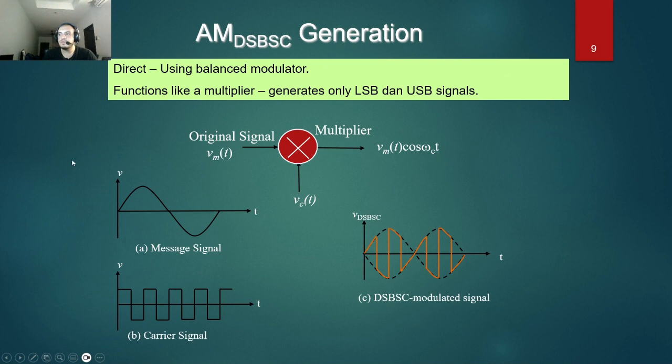Then we go to the generation part. We have the direct method and the indirect method. We start with the direct method using a balanced modulator. This is the message signal and this is the carrier signal. They come out after modulation and multiplication, and this is the output of the system.